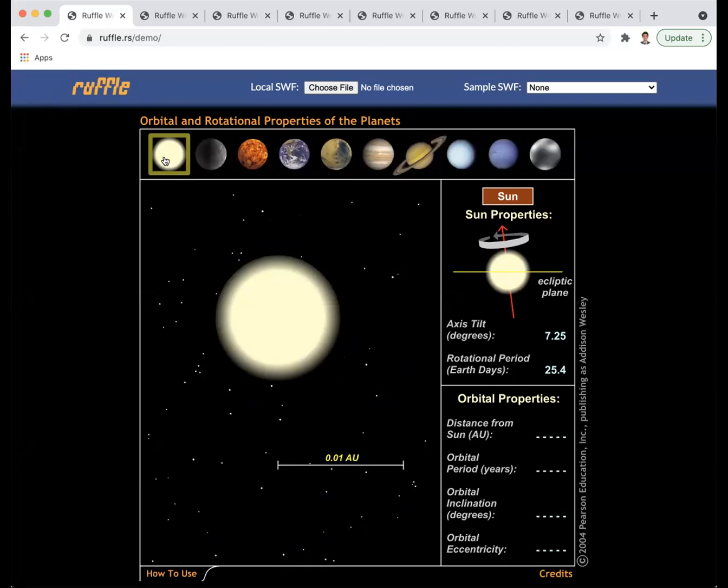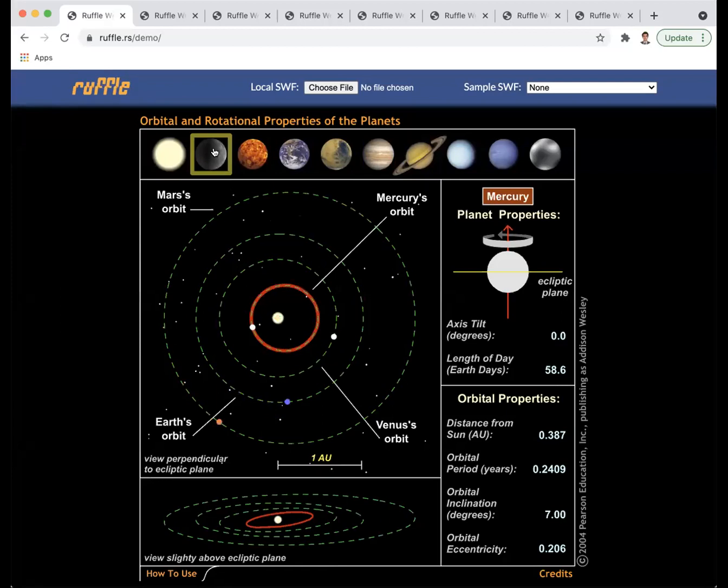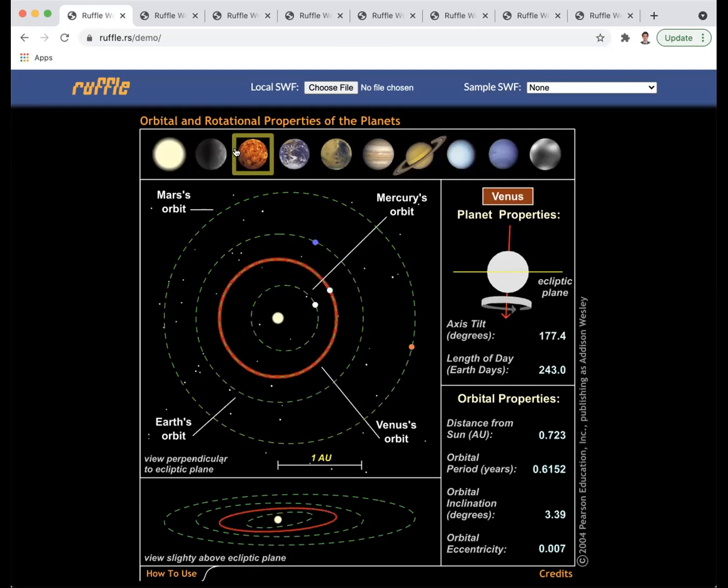And this is something that you will do in chapter 11. You will go and do an observation, and you will eventually end up finding the 25 Earth day rotation period for the sun. Next, we have Mercury. It doesn't have any axis tilt. The length of day on Mercury is 58 days, and it's the first and closest planet to the central star.